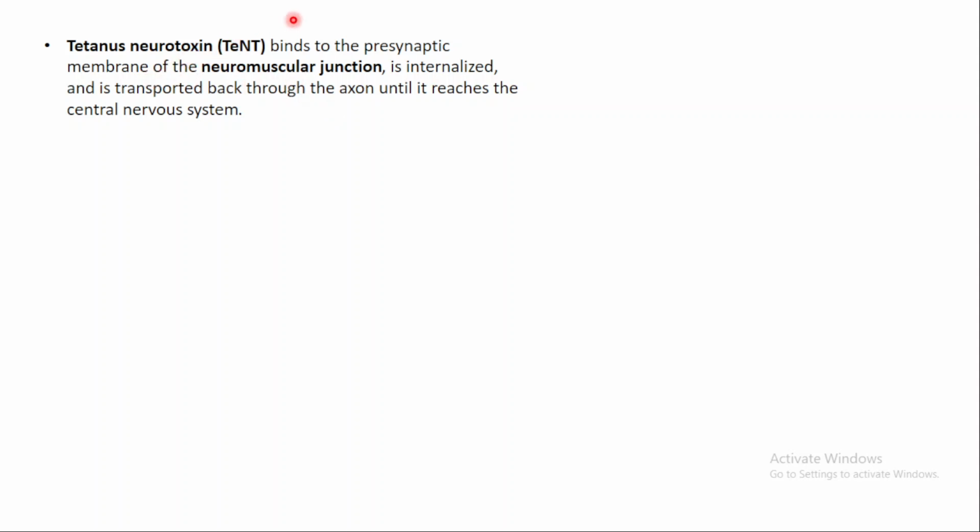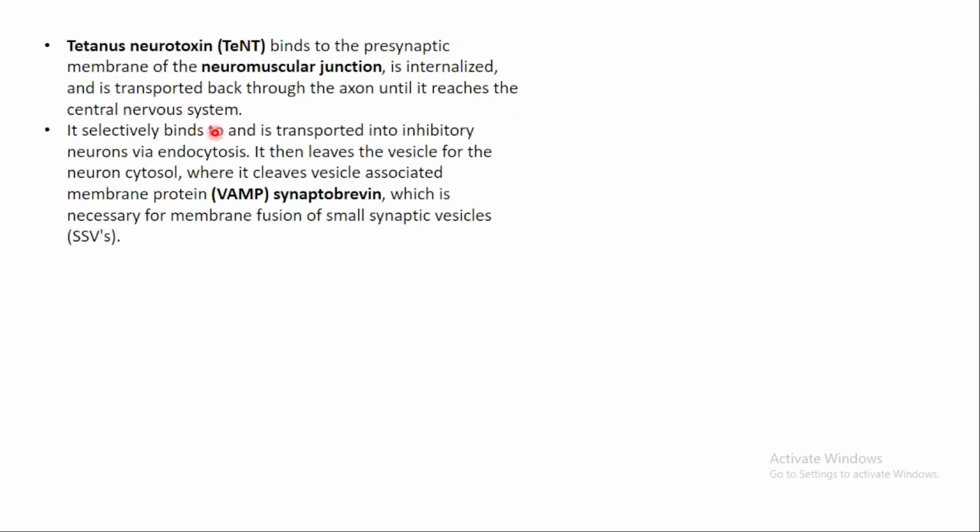Tetanus neurotoxin will bind to these presynaptic membranes. This toxin will be internalized. Every toxin is a protein, or a modified protein, or a carbohydrate, or a molecule. Here, tetanus neurotoxin is a protein. It will be internalized, going inside the presynaptic membrane, and is transported back through the axon until it reaches the central nervous system.